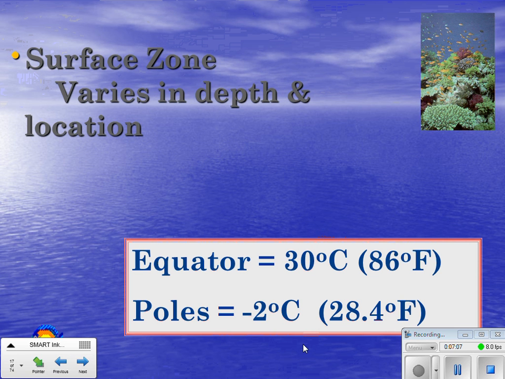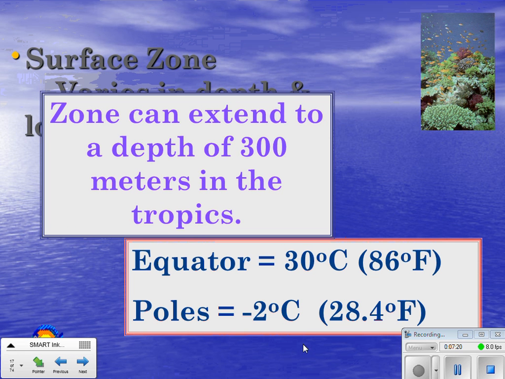Hopefully you're saying it has to do with the salt, because the salt is going to lower the freezing temperature and allow the water to stay liquid when it gets below that average freezing temperature of 0 degrees Celsius. The surface zone can extend up to a depth of 300 meters in the tropics.